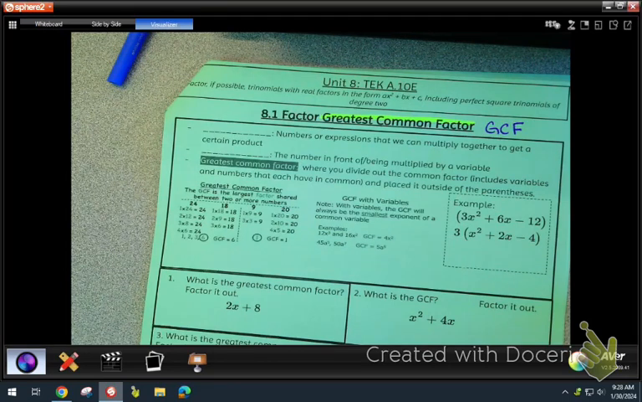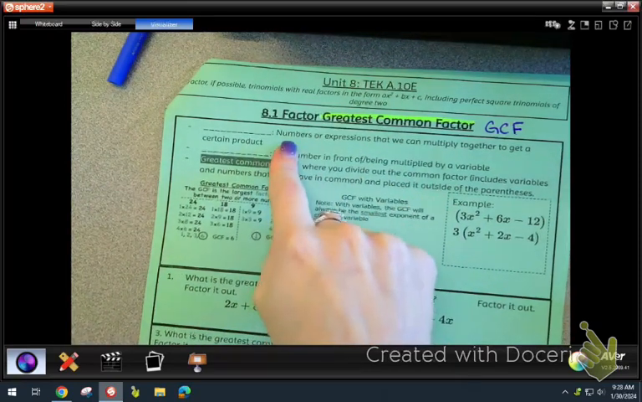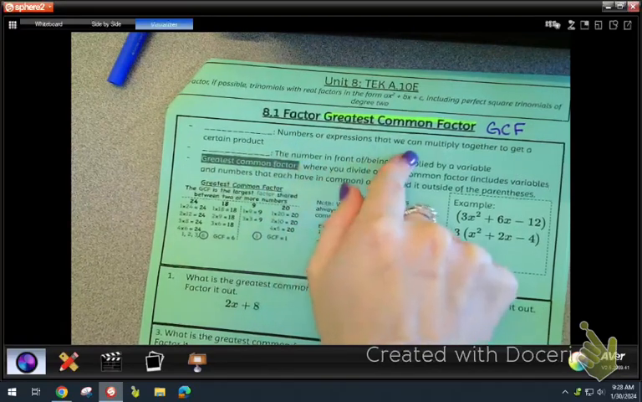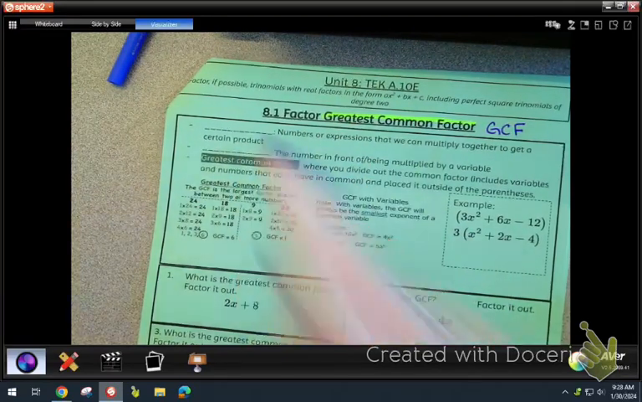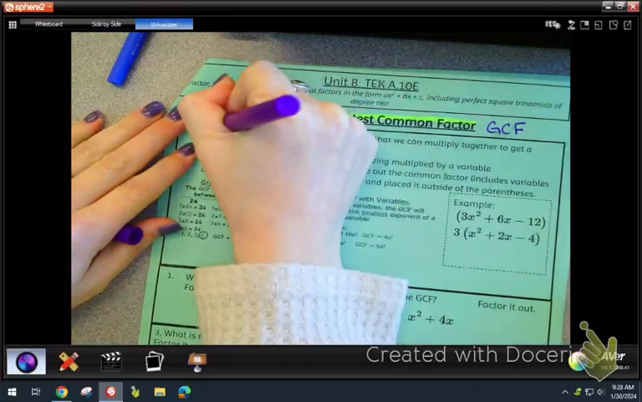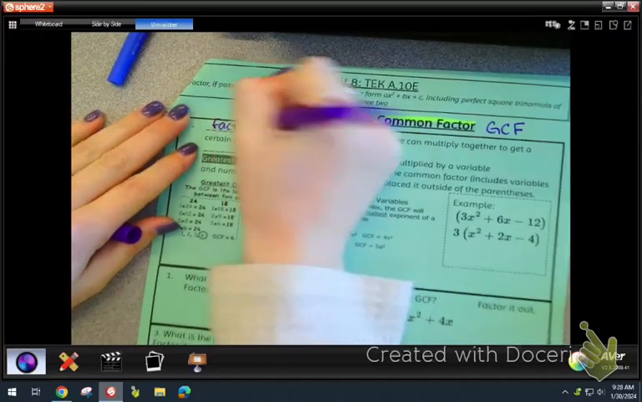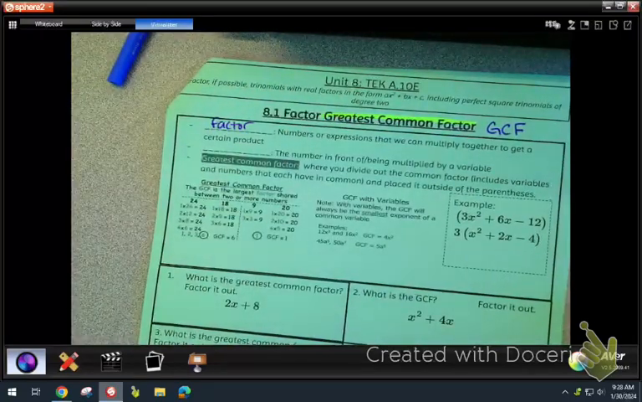It's a process that we've done before. We're just doing it backwards. That's all factoring is, just doing stuff backwards. So this is what we talked about on the warm-up. Numbers or expressions that we can multiply together to get a certain product, that is called a factor. So on the warm-up, on question 2, when we were listing all those numbers that multiply to be 36, we were listing their factors. These guys multiply to 36. These guys multiply to 36. Those are called factors, okay?